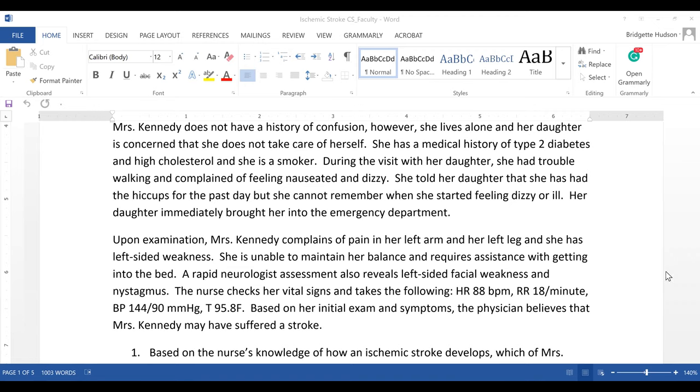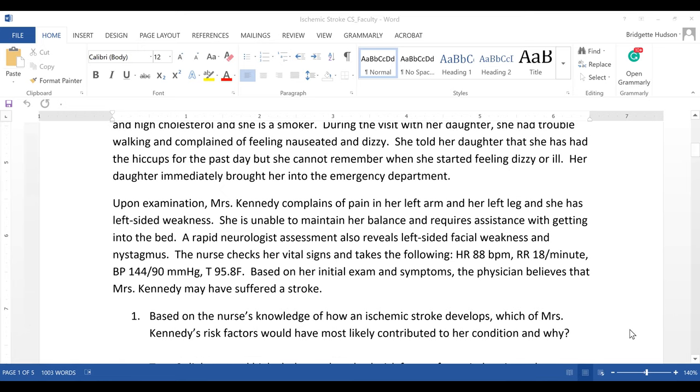So based on this knowledge of how an ischemic stroke develops, which of Miss Kennedy's risk factors would have most likely contributed to her condition and why? So we've already said diabetes, smoker, and her high cholesterol. Is there anything else?